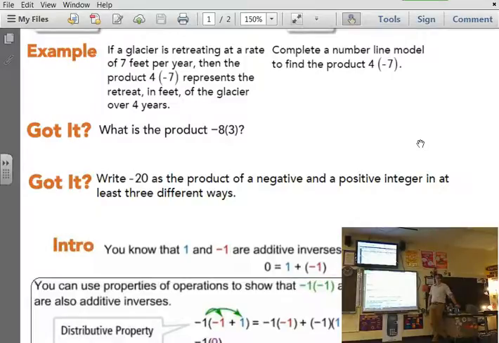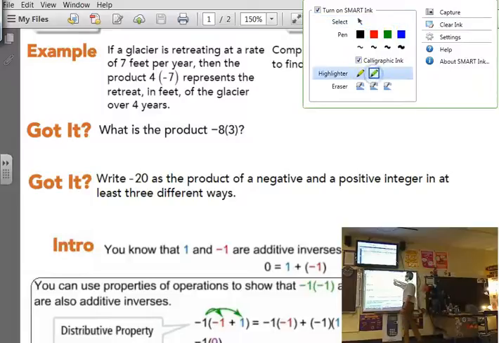So glaciers are sweet, but what does it mean if a glacier is retreating?